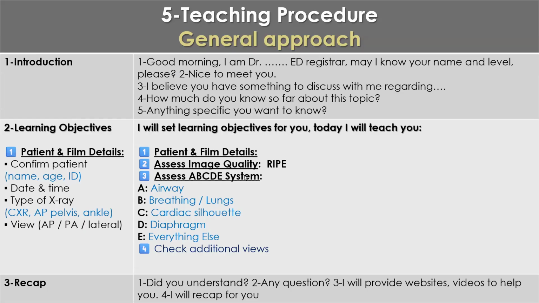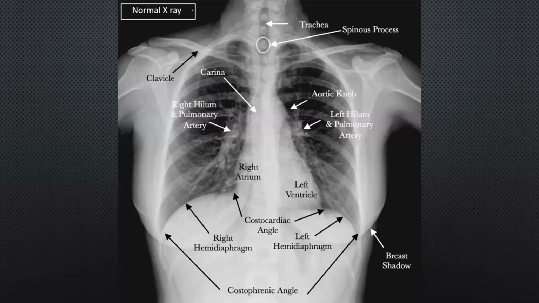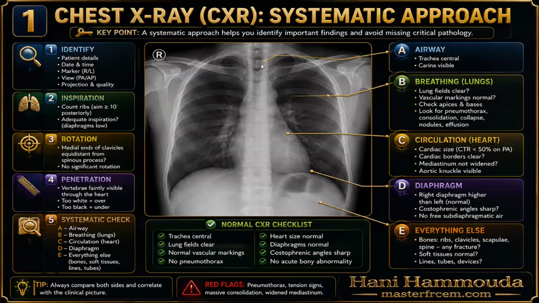Then assess the ABCDE system. A for airway. What does it mean, airway? Trachea. Central or deviated? This one, central or deviated? Central. Okay. So here for airway, you will check trachea central or not, carina visible or not. Easy. Yes.